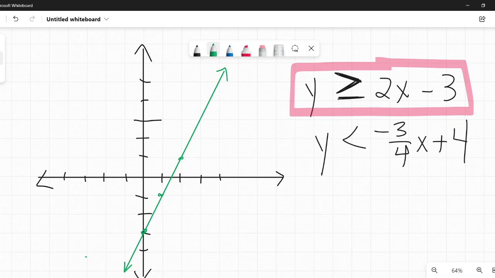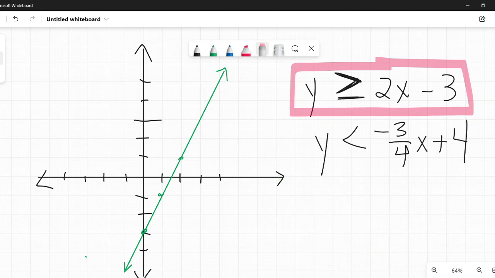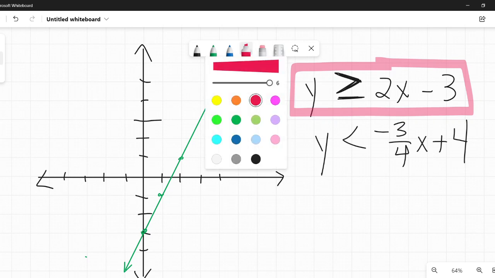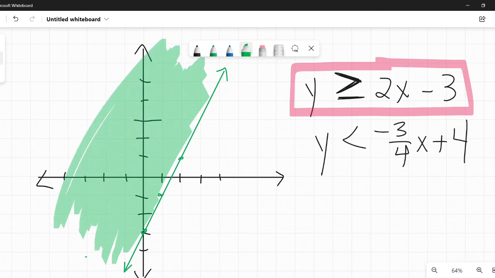Now, which side would I shade? I'm going to use my little test point of 0, 0 and plug that in. Plug in 0 for y and 0 for x. 0 is greater than or equal to 0 minus 3, or negative 3. Is that true? Yes, it is. 0 is greater than negative 3. So because that is true, I want to shade the area that contains 0, 0. So it would be all this area.